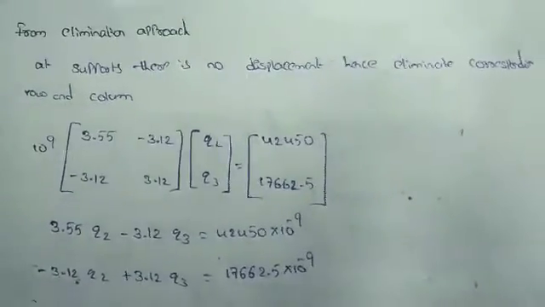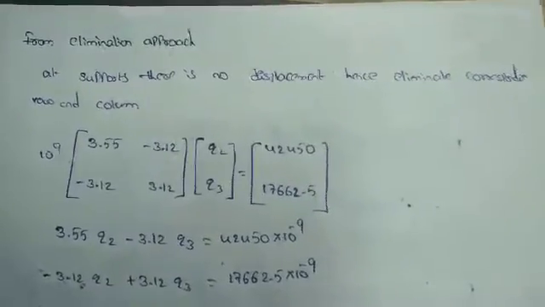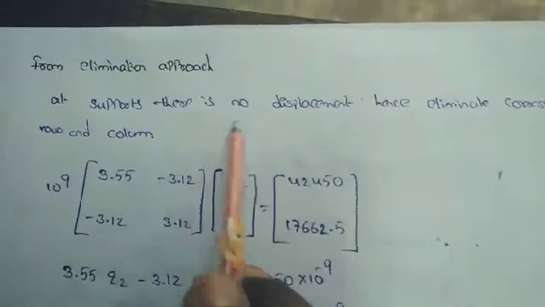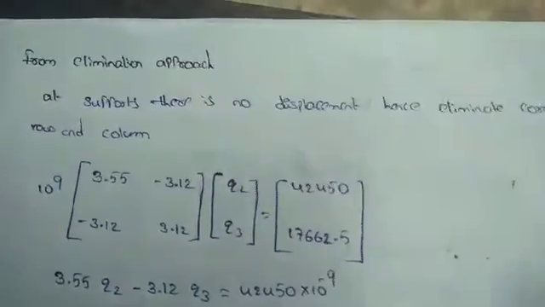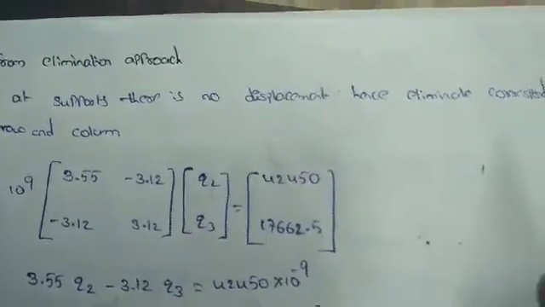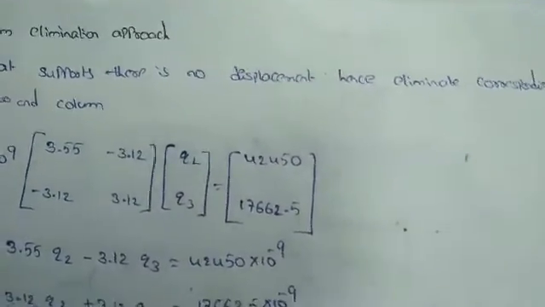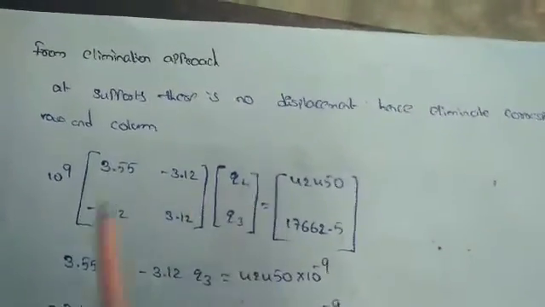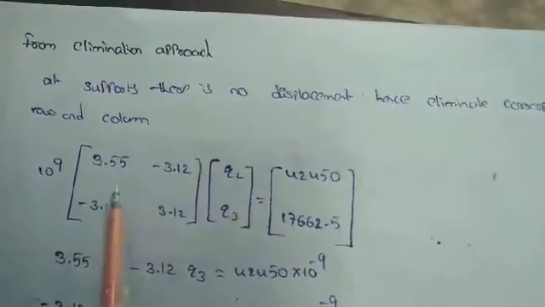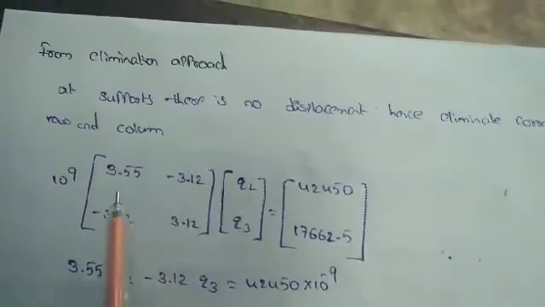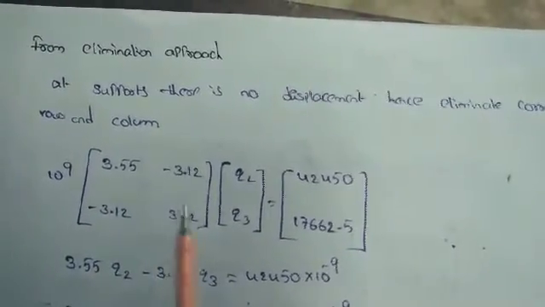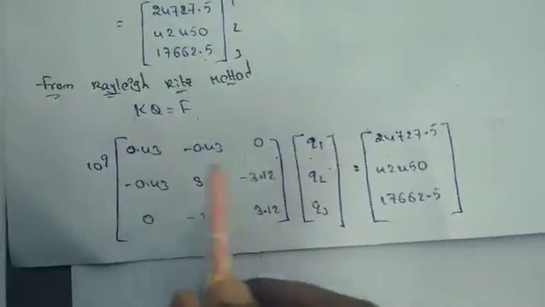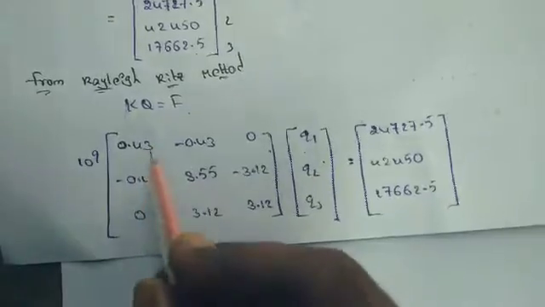From the elimination approach, at the supports there is no displacement. Wherever the supports are present, there is no displacement at that place, hence eliminate the corresponding row and column in the K matrix. Here in this problem at node 1 there is a support. Eliminate row 1 and column 1.